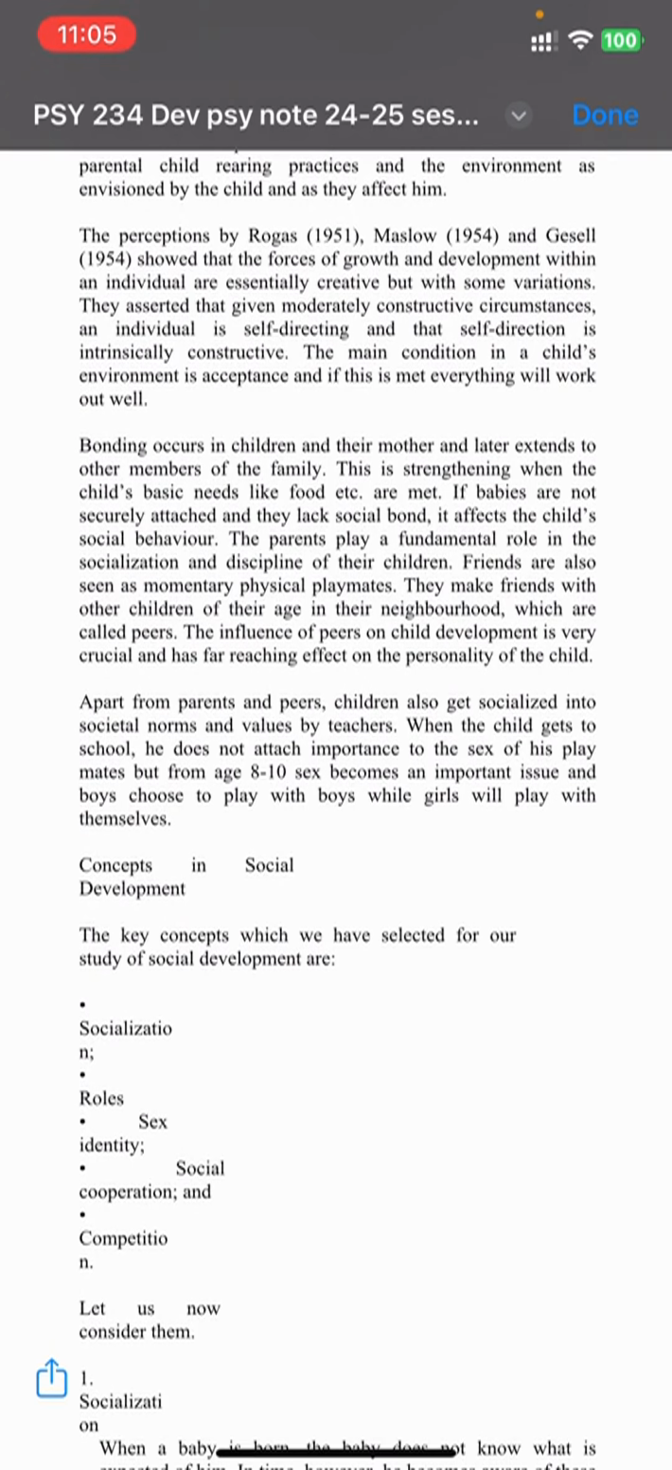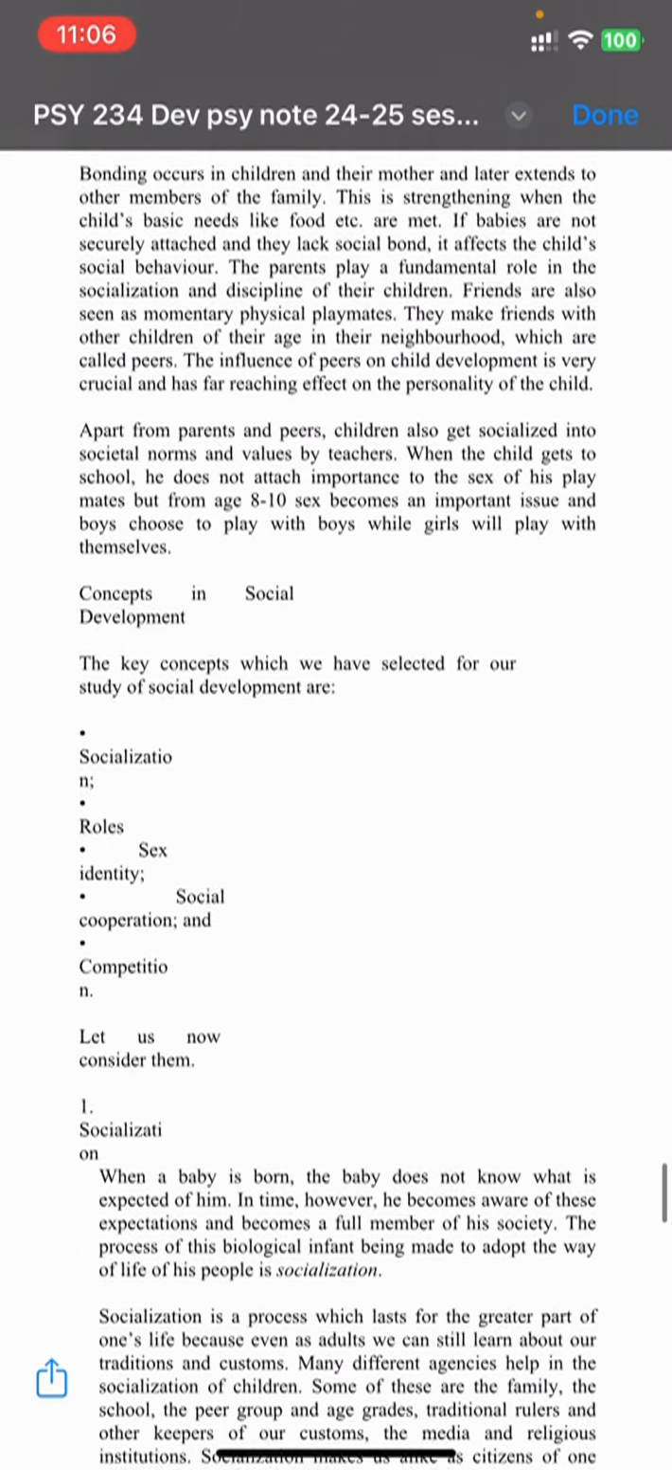Apart from parents and peers, children also get socialized into societal norms and values by teachers. So he does not attach importance to the sex of his playmates, but from age 8 to 10, sex becomes important and boys play with boys, girls play with girls.